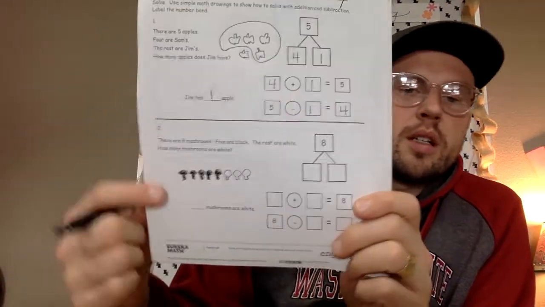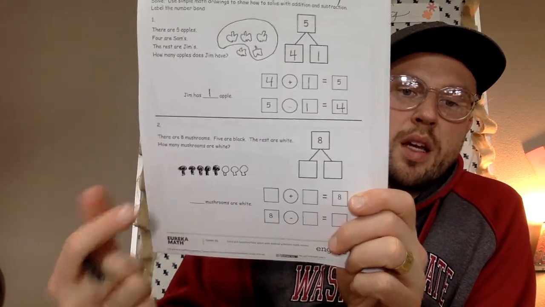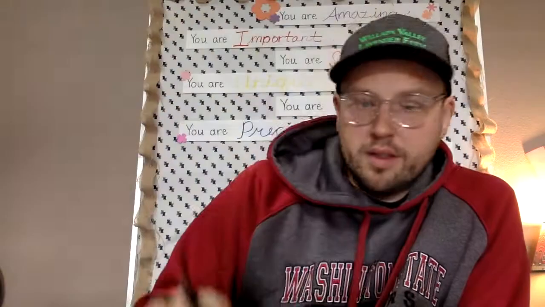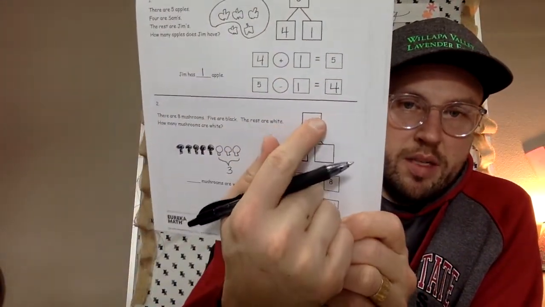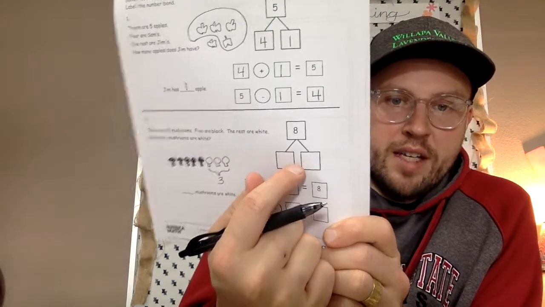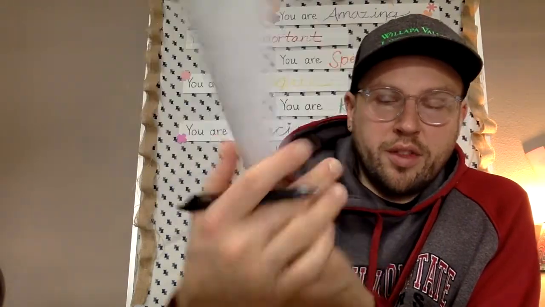So I'm going to color 1, 2, 3, 4, 5. So I colored 5 mushrooms black. How many of them are white? So let's count. 1, 2, 3. Looks like 3 of them are white. So over here in your number bond, you could say 8, 5, and 3, because 5 are black and 3 are white.